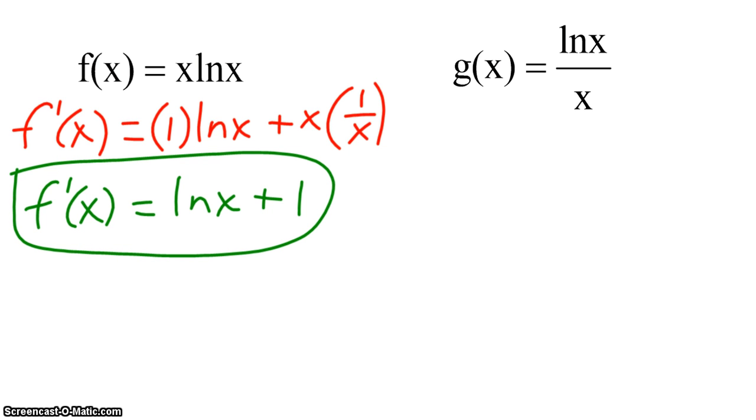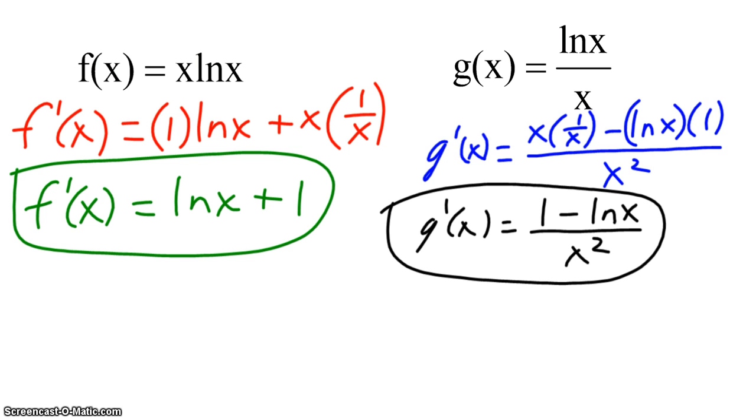Good stuff. So I want you to pause the video and find the derivative of g of x. Unpause when you're ready to check your work. Okay, so here we should end up with g prime of x is 1 minus the natural log of x over x squared. We get that by doing the quotient rule this time. So bottom x times the derivative of the top, which is 1 over x, so x times 1 over x, minus the top, the natural log of x, times the derivative of the bottom, which is 1 over the bottom squared, and we simplify, and we get our derivative.